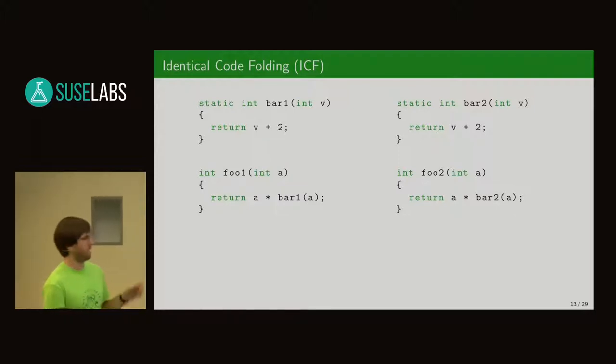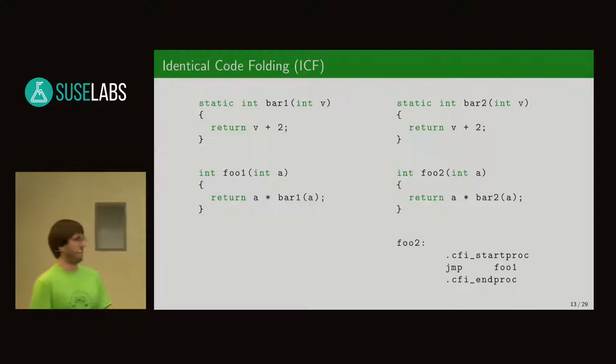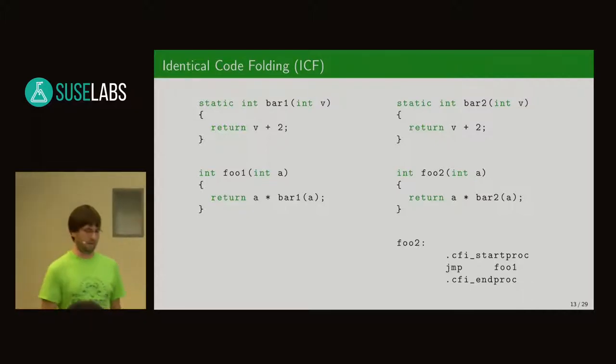The difference in this one is that they're not static, and let's assume that their address can be taken, which is a problem, because in C, if you take the address of two functions and then compare them, they have to look different. They cannot be the same thing. So if you just merge them into an alias, it wouldn't work. And so in the final assembly, what happens is that we basically generate a tail call. From foo2, we just jump directly to foo1 and be done with it.